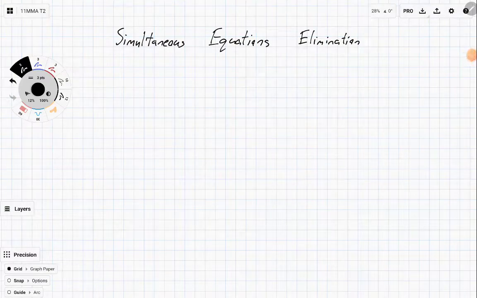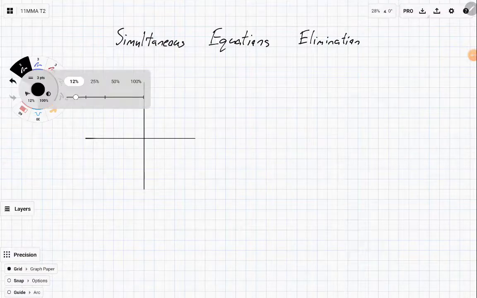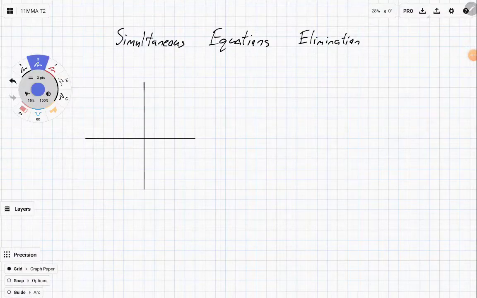Alrighty, welcome to today's lesson. Today's going to be a bit of a recap on simultaneous equations, and in particular we're going to be looking at elimination as the method of choice. So just as a quick recap, simultaneous equations means that you have two equations. Generally speaking, when we're talking about equations, let's think of them as two lines. So we have two lines, and they're both of the form y equals mx plus c.